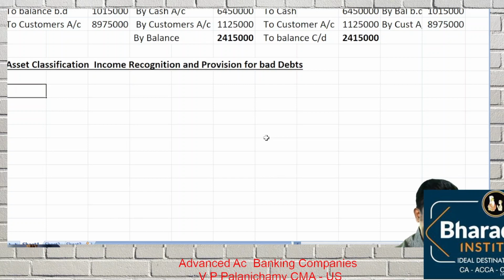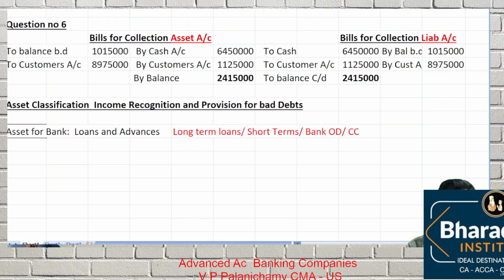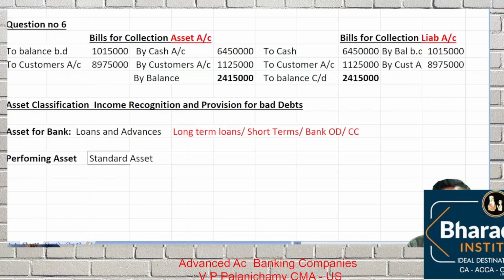Which includes even discounting of bills also. Discounting of bill is also a form of loan given by the banking company. So asset refers to loans and advances, different types of loans and advances. We'll classify them into performing asset. What do you mean by performing asset? There is no problem in recovering the money. They are also known as standard assets.